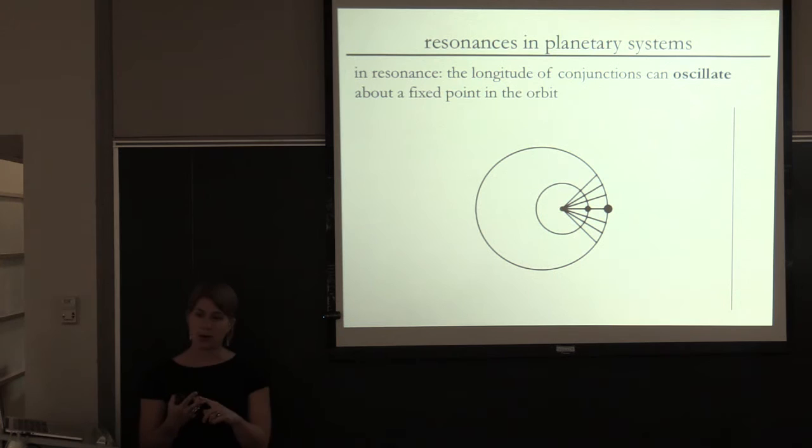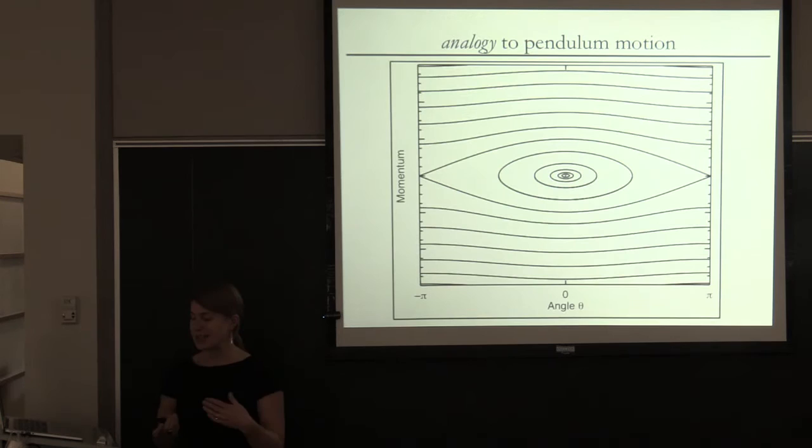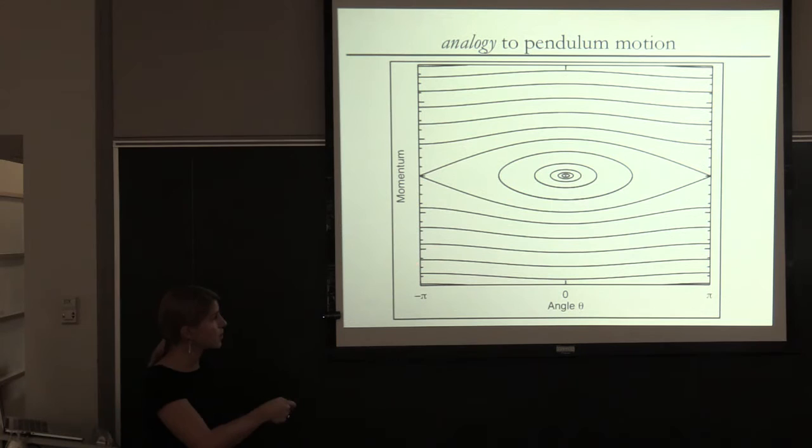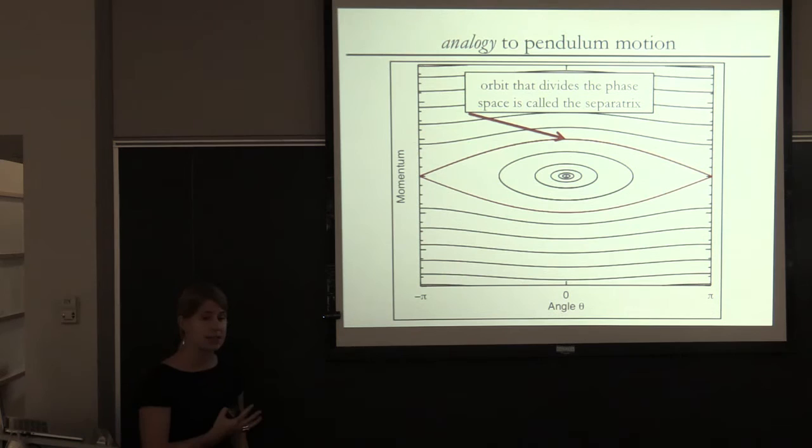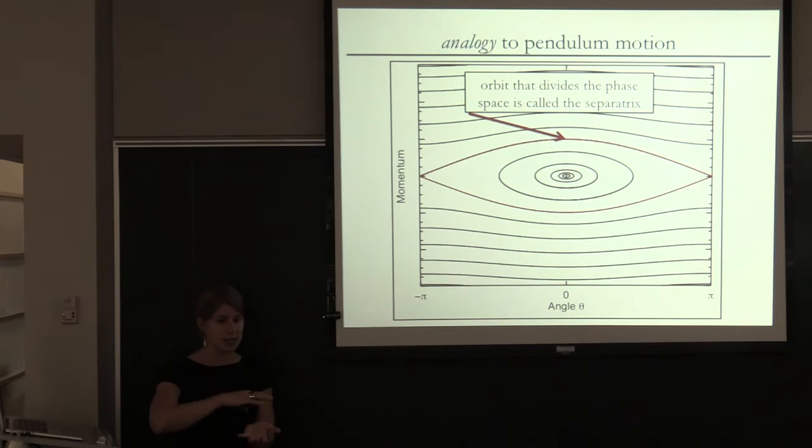Those three regimes are extremely reminiscent of a very classical problem in physics, the simple pendulum. Here I'm showing the phase portrait for a simple pendulum, with the momentum and the angle. These are lines of constant energy, or constant Hamiltonian, for different initial conditions. There is a fixed point in this phase portrait, and there can be oscillations about that fixed point and circulations about it. What's most important in both cases is the dividing orbit called the separatrix, which divides the phase space into a region that's in resonance and outside of resonance. This analogy is going to help us understand the two-planet case later on.